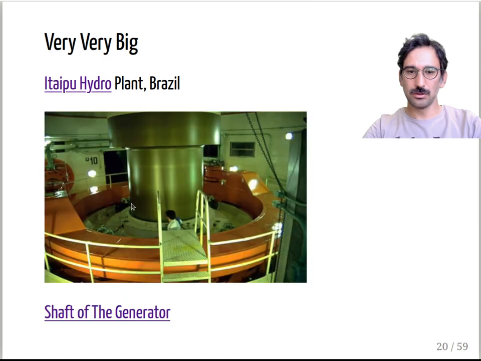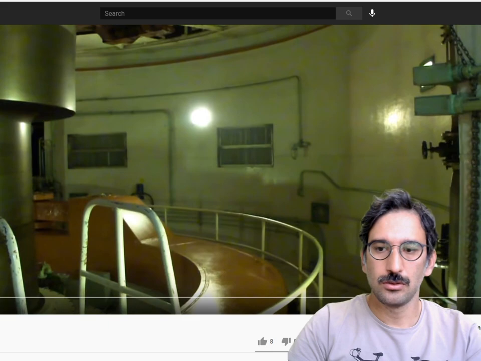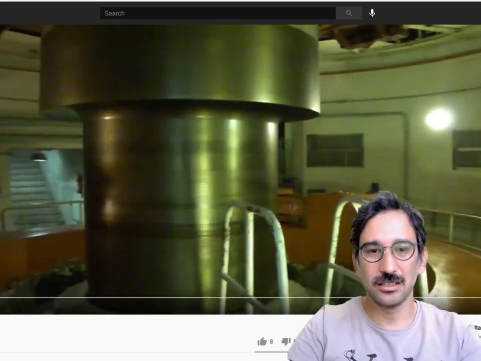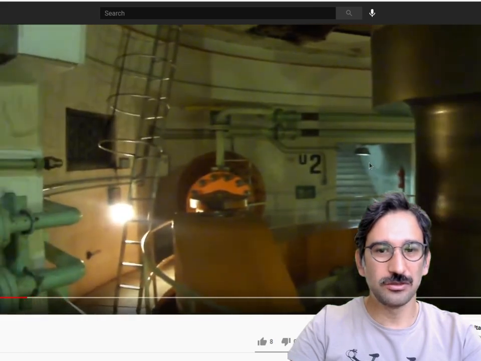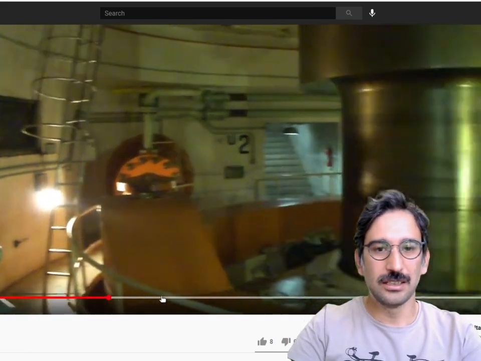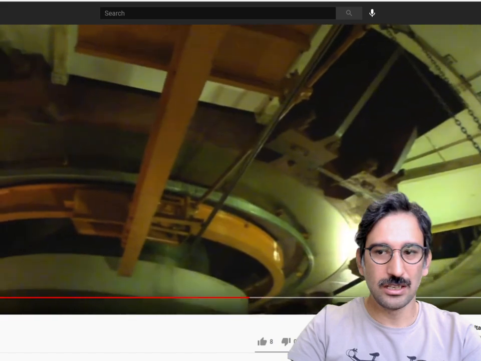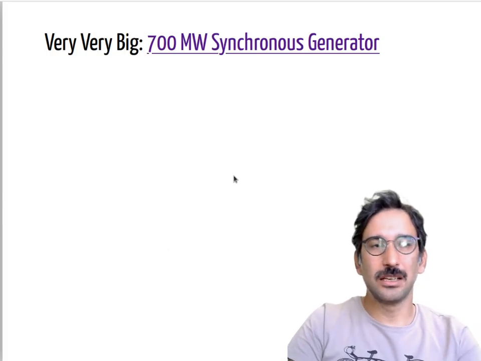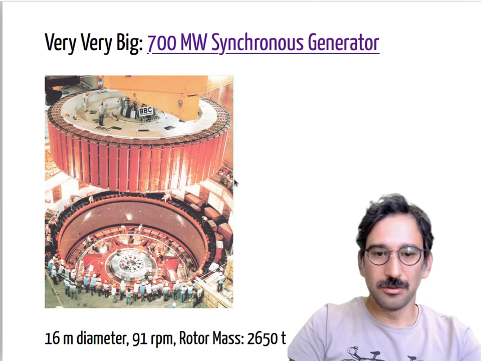Okay, so here you see, let me open the video. So this is the shaft. Okay, this is not the actual machine. This is the shaft of the motor. And I think below they have the high pressure water coming in, and it is quite large, as you can see. But actually, it can be even bigger.